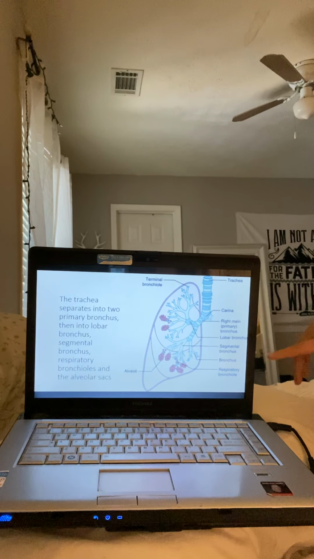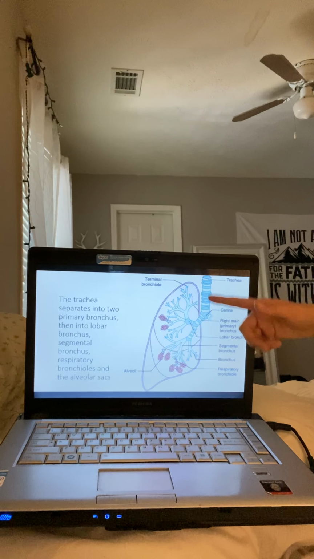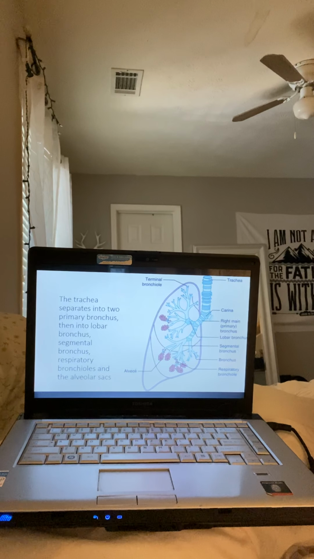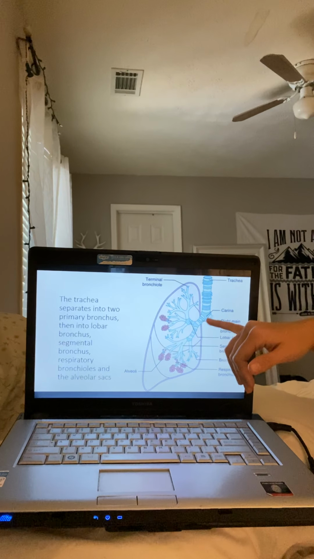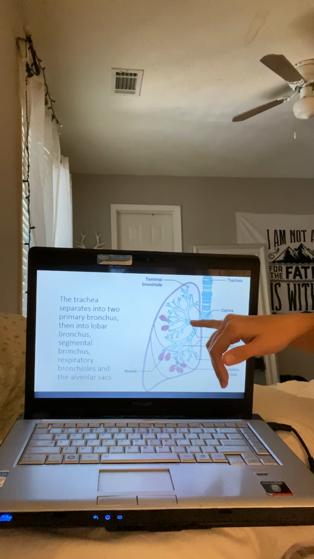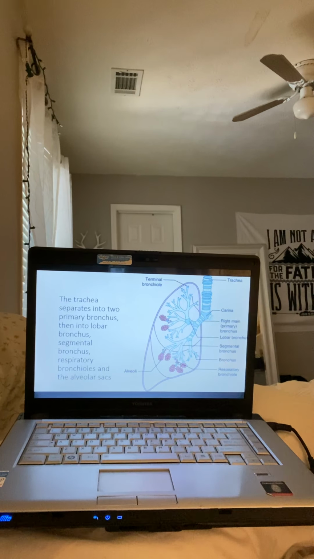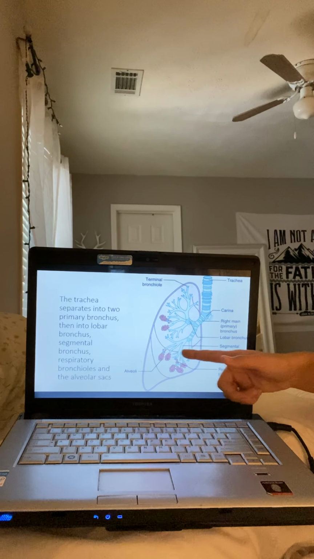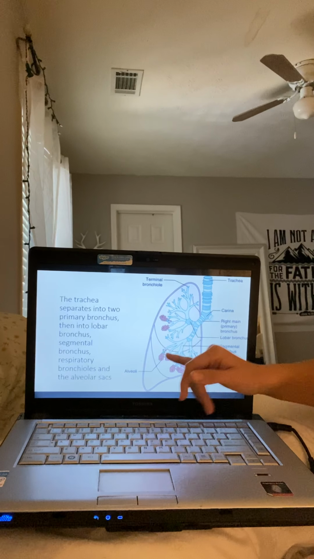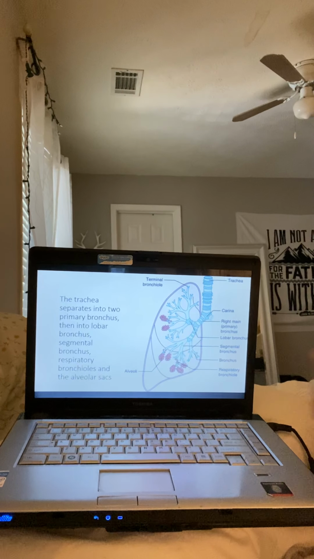Here we have the trachea, which separates into the right primary and left primary bronchus. There would be another side here, but obviously you can't see it. After the primary bronchus, it segments off into the lobar bronchus, then the segmental bronchus, and then the respiratory bronchiole, which have little alveoli sacs on them.